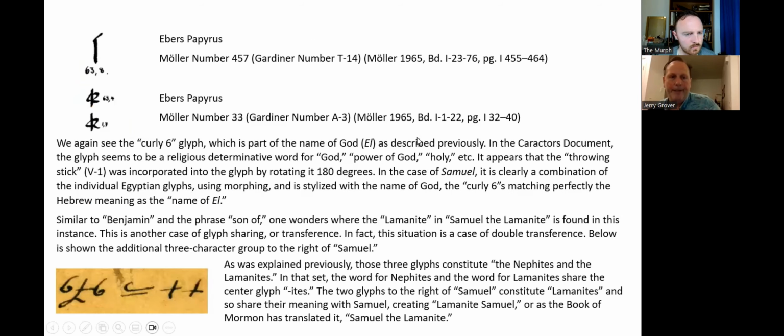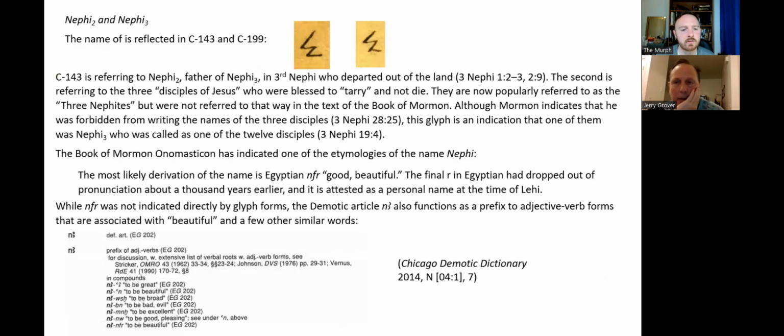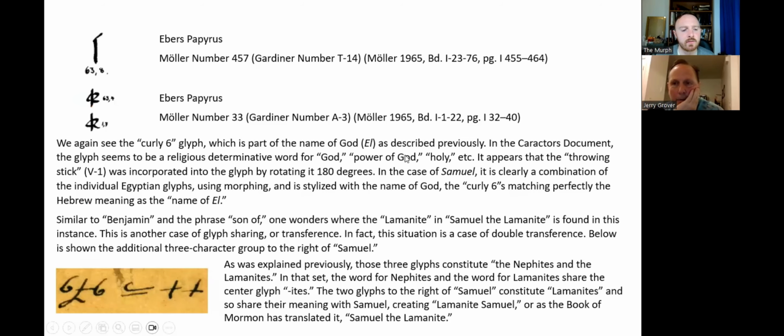So that's the Samuel. We're going to talk about this glyph, the Lamanite, or Laman, later. This is interesting because this means tribe. This means layman. So it's like Samuel the Lamanite. So we have the name Samuel, and then I show you that it's consistent with Samuel the Lamanite. Does that make sense? And we'll get to that Laman word.